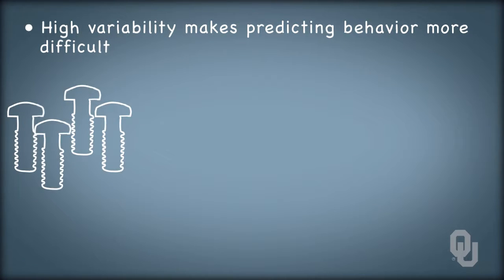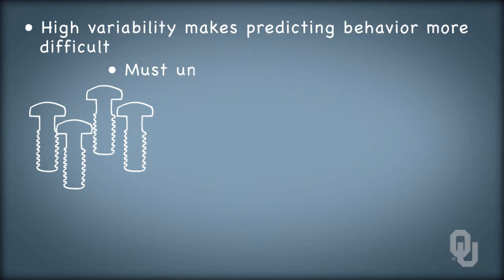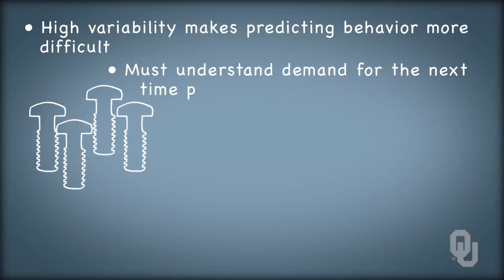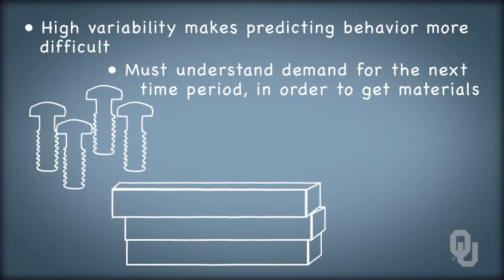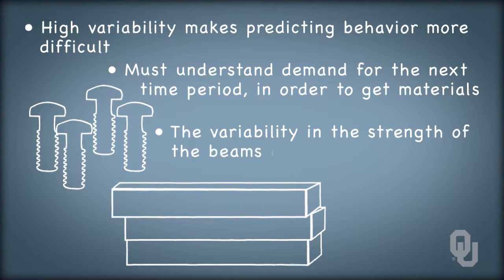High variability makes predicting behavior more difficult. For example, if we're production engineers at a factory, we need to have an understanding of the demand for the next time period to schedule raw materials and operators at the factory. Demand that is highly variable makes that difficult. Or if we're producing concrete beams for use in a highway construction project, variability in the strength of the resulting beams could be a problem, as we don't know what to expect from one beam to the next. So as you can imagine, answering hypotheses about variance is important.